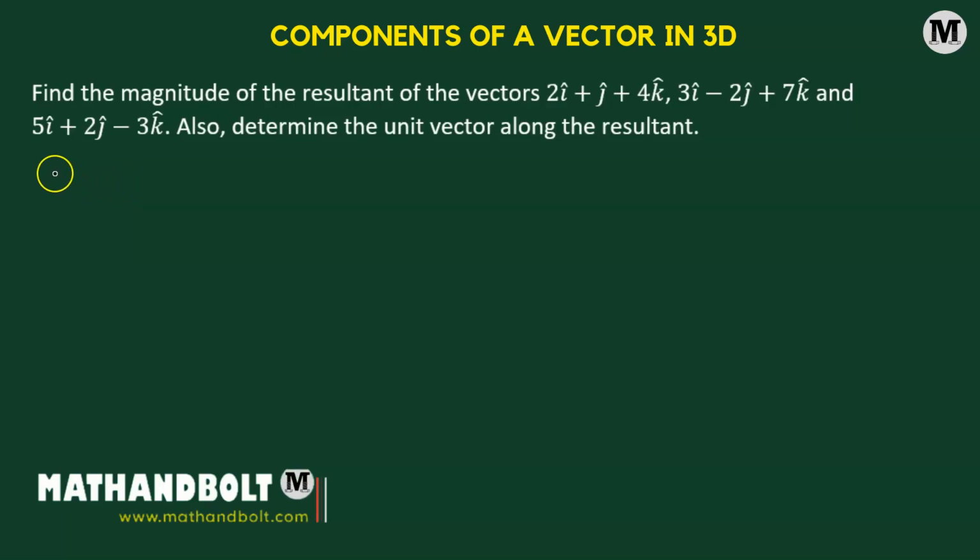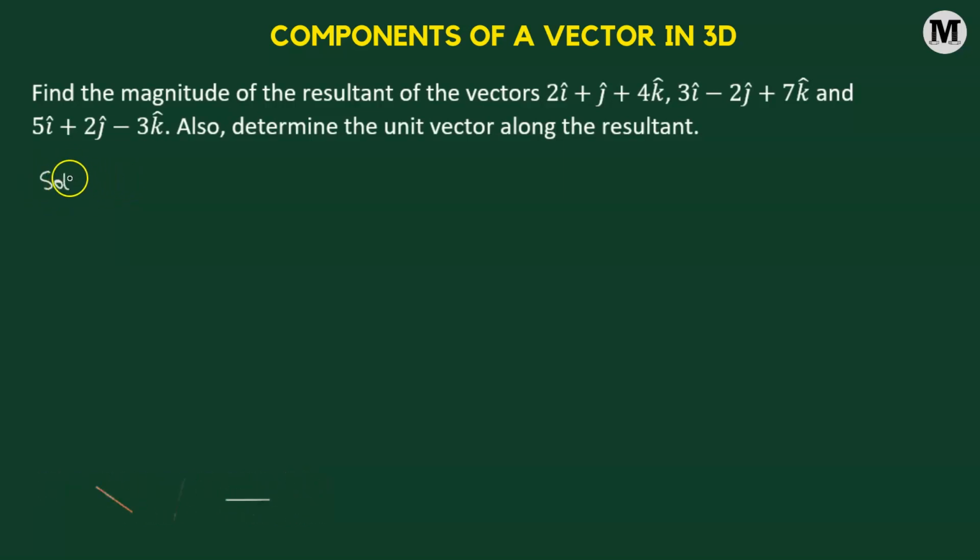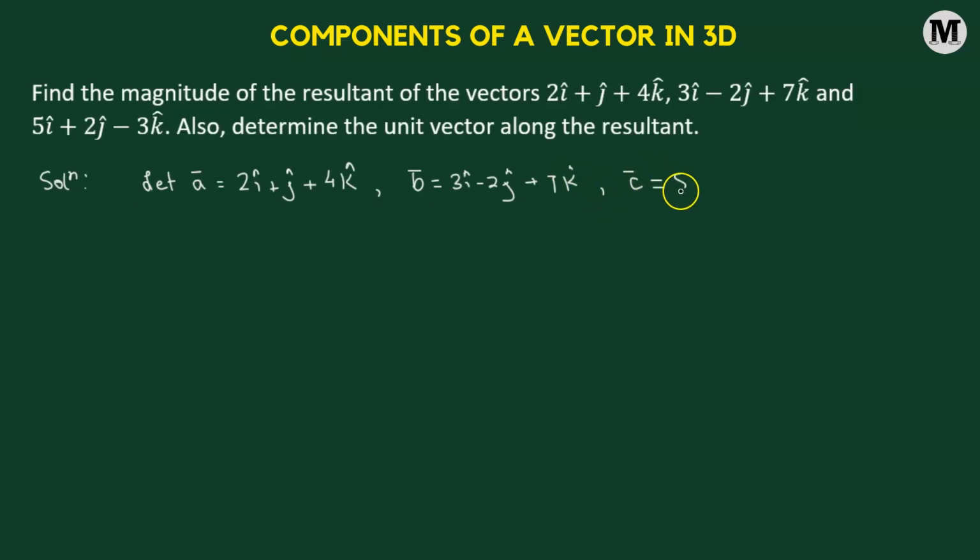Okay, so first what we'll do, we're going to name three vectors. Let them be vector A, vector B, and vector C, such that vector A is going to represent 2i cap plus j cap plus 4k cap. Vector B is going to be 3i cap minus 2j cap plus 7k cap. And vector C is going to be represented by 5i cap plus 2j cap minus 3k cap. Fine. Now what we'll do?